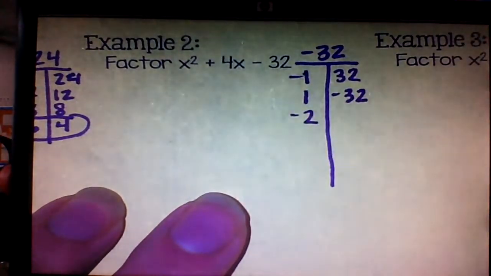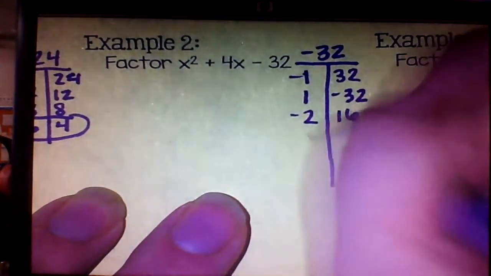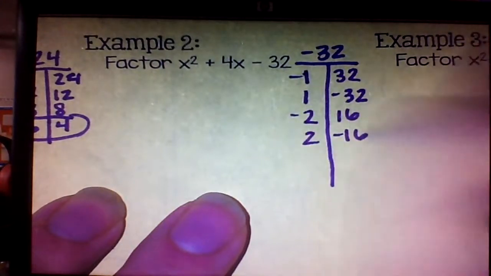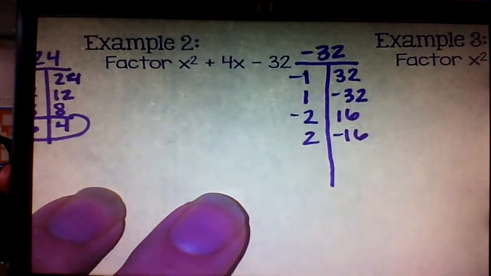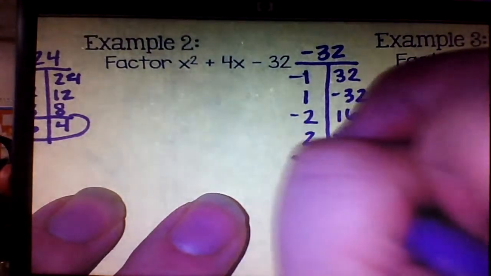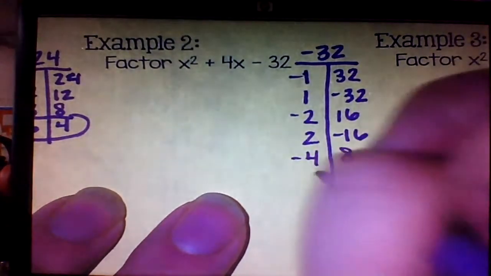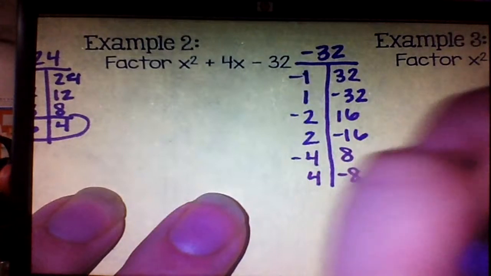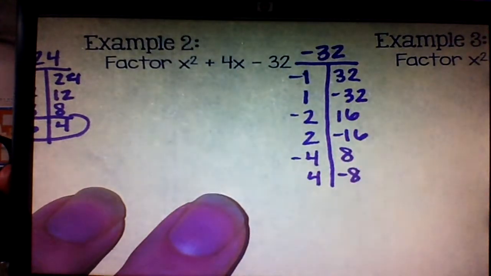-2 and 16 or +2 and negative 16? 3 doesn't work. What about 4? -4 and +8, +4 and -8. Anything? 5 doesn't work. Does 6 work? 7 doesn't work. That's it. We're done.